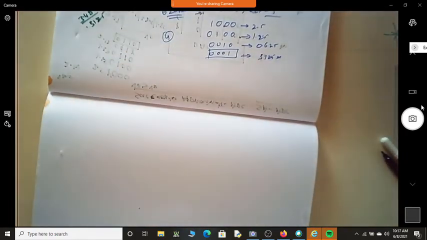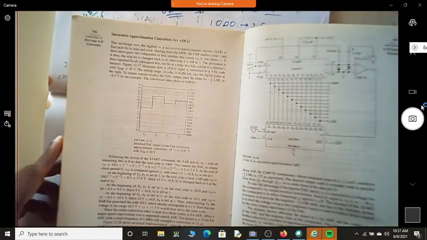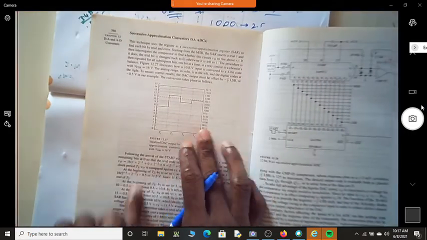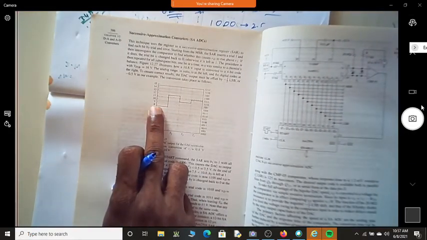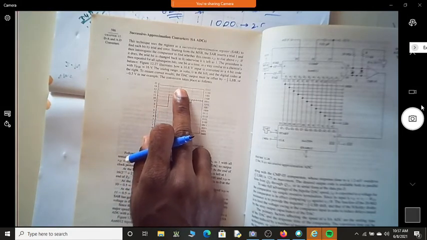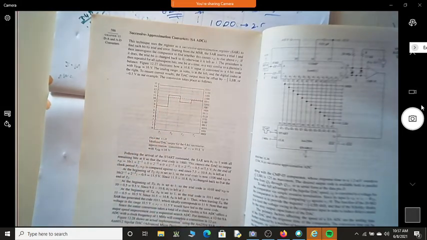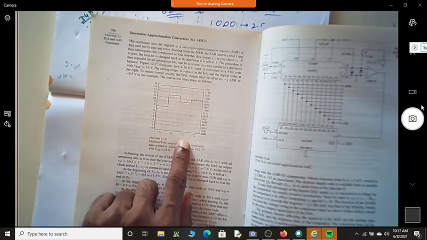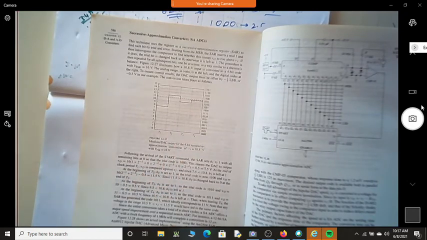So this is how it goes. This is how the textbook goes. Here, this is your MSB value. Then if it is high, it goes plus 1 more LSB. If it is down, it will come down. It just goes like this. You can see it takes 4 clock cycles. It takes 4 clock cycles.